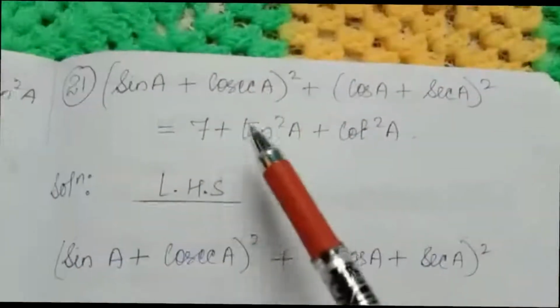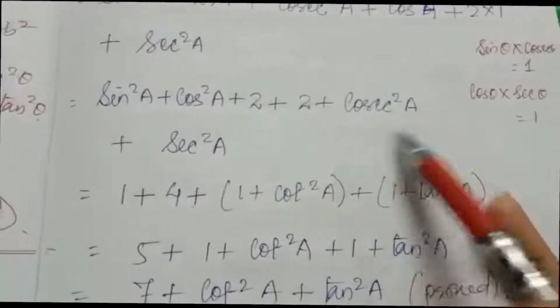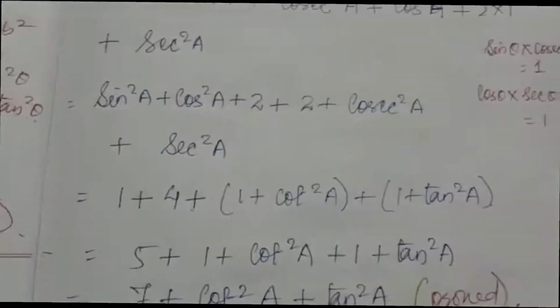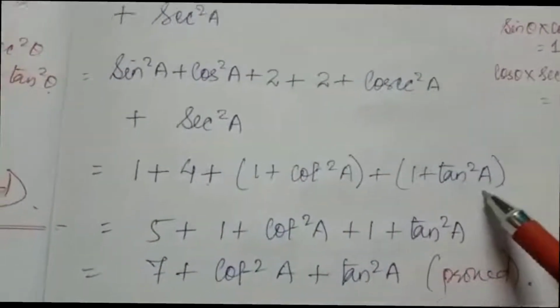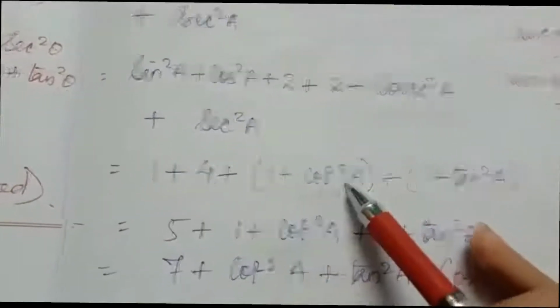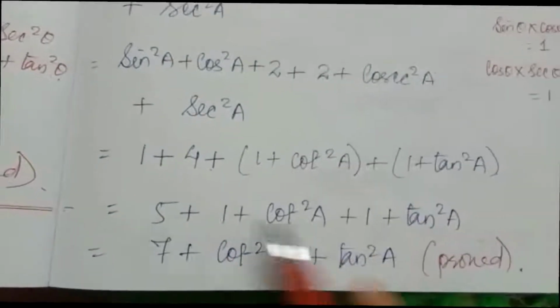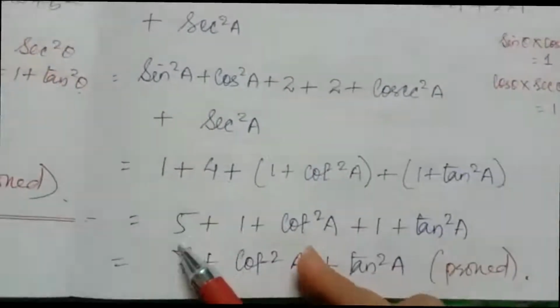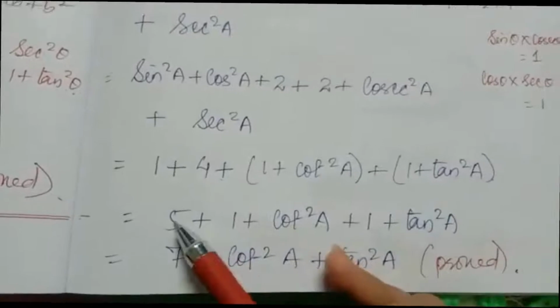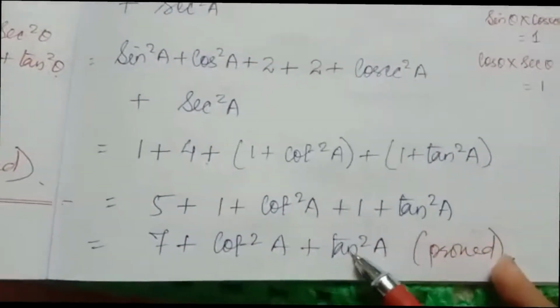Now your right hand side is tan square A and cot square A. So this cosec square A can be converted into cot and sec can be converted into tan. So write in place of cosec square A, 1 plus cot square A, and in place of sec square A, 1 plus tan square A. Open bracket. After that, 1 plus 4 is 5, plus 1 is 6, plus 1 is 7, plus cot square A plus tan square A, proved.